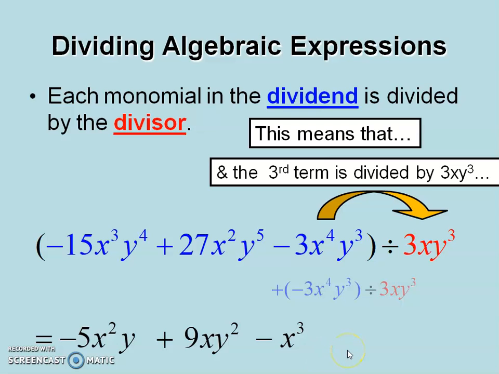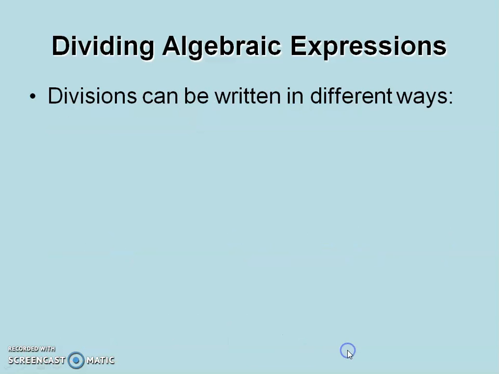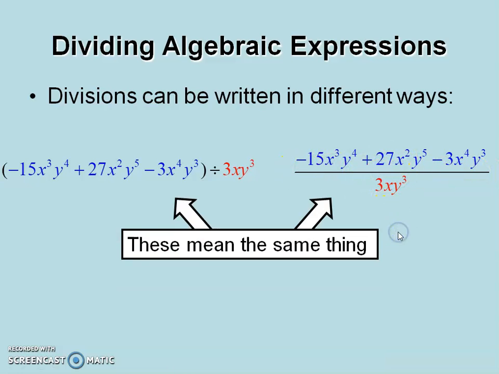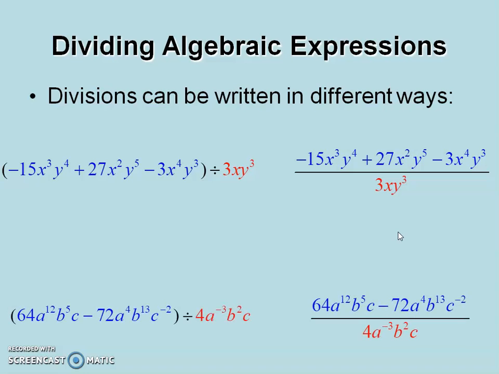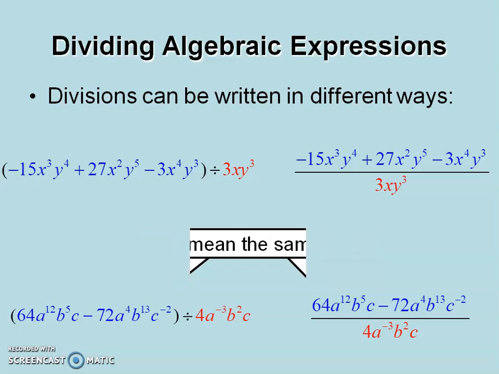So a couple of things about notation, and then one other rule. In terms of notation, this notation, brackets divided by a monomial, or a polynomial over a monomial with a long division line, these mean the same thing. And similarly here, these mean the same thing. So that's one notational thing. You might see a division in one of these two forms.